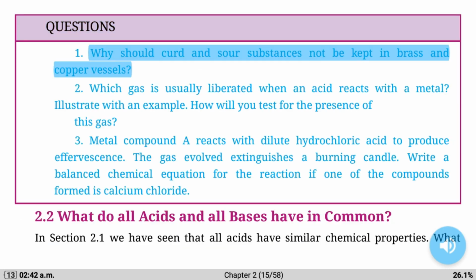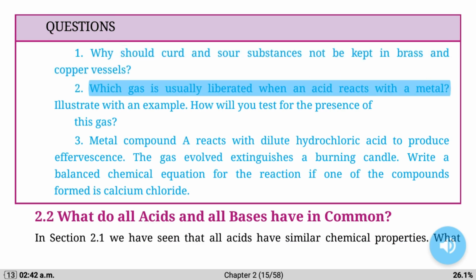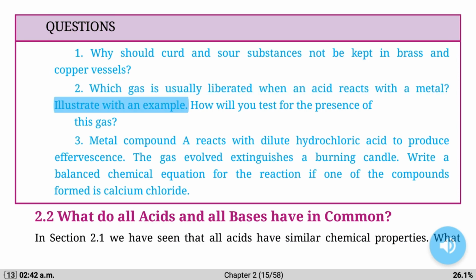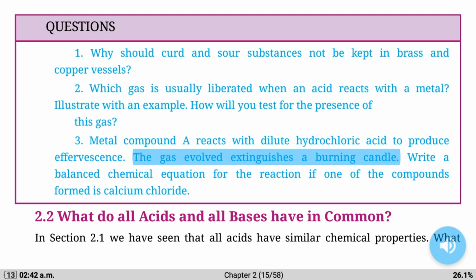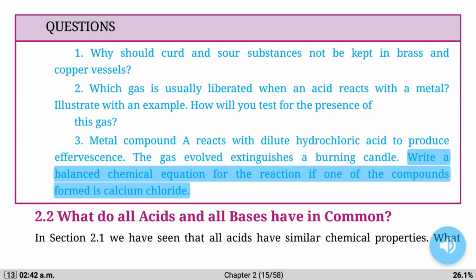Questions. 1. Why should curd and sour substances not be kept in brass and copper vessels? 2. Which gas is usually liberated when an acid reacts with a metal? Illustrate with an example. How will you test for the presence of this gas? 3. A metal compound reacts with dilute hydrochloric acid to produce effervescence. The gas evolved extinguishes a burning candle. Write a balanced chemical equation for the reaction if one of the compounds formed is calcium chloride.